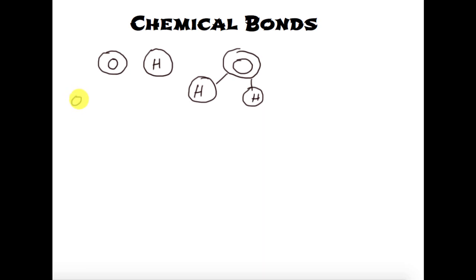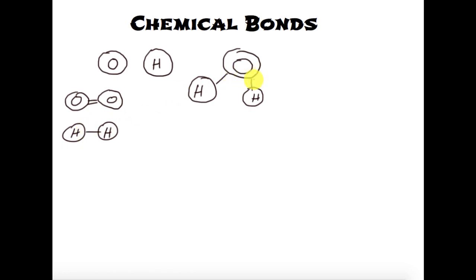Oxygen can bond with itself, and when it does, it's going to create a compound of oxygen. We'll talk about what those double lines mean a little bit later, but that would be an oxygen molecule. We would also have a hydrogen molecule. So we can have hydrogen bonding together, creating a molecule of hydrogen.